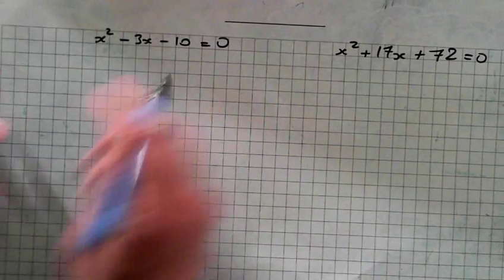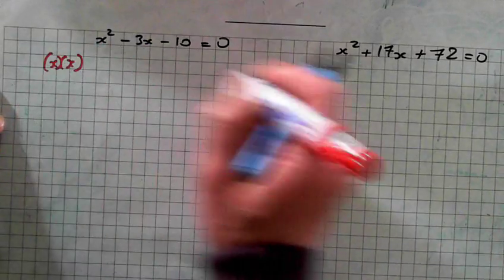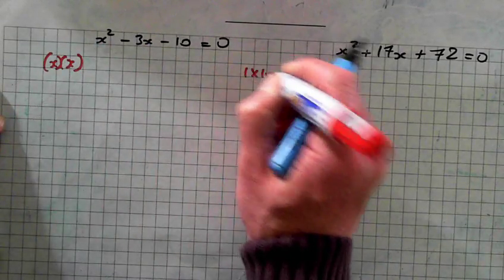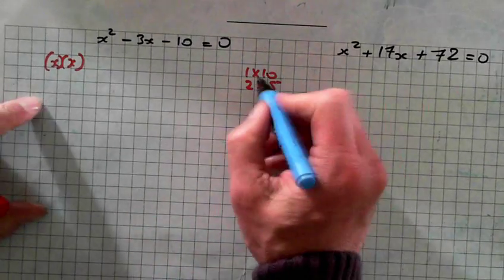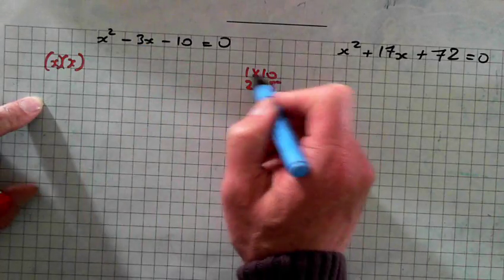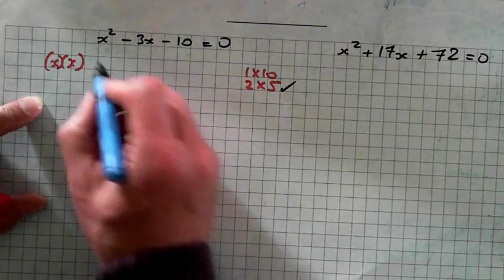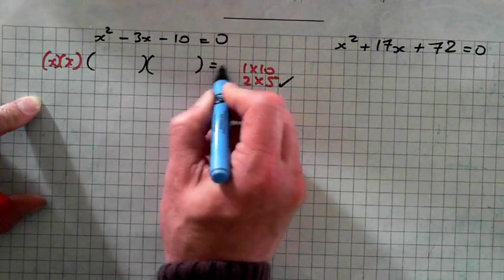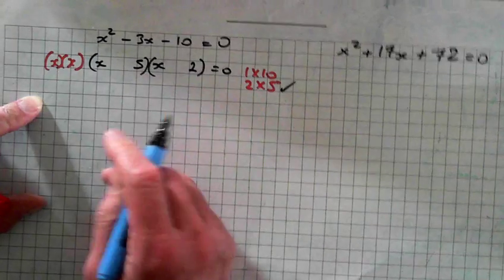Okay, the next one. The factors of x squared are, again, x and x. Factors of 10: 1 by 10, 2 by 5. That's it. Which pair will add or subtract to give me the number 3? 2 and 5. Okay, so I've got x, 5, 2.